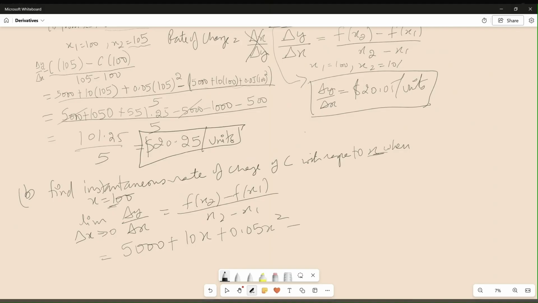So 5000 plus 10 times 100, which is 1000, plus 0.05 multiplied by 100 squared. So we are ending with 6500. I see what we are doing here, right? We are just simply putting the values here in the function C, C of x2 and then C of x1, which is given as 100, divided by x2 minus 100.